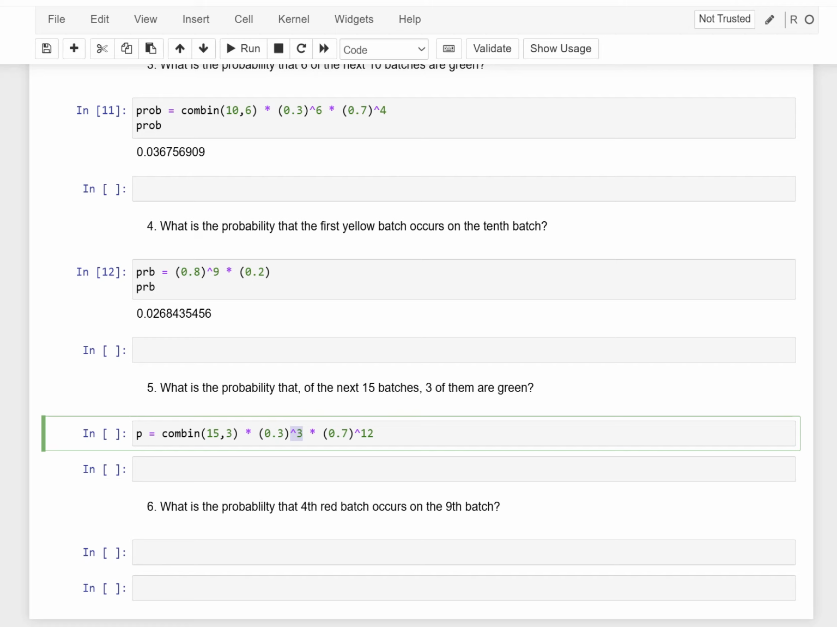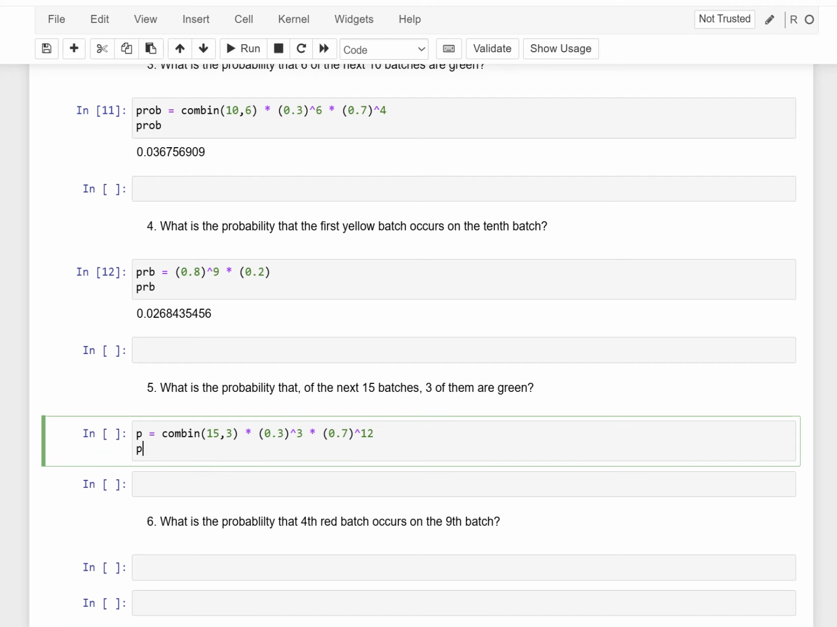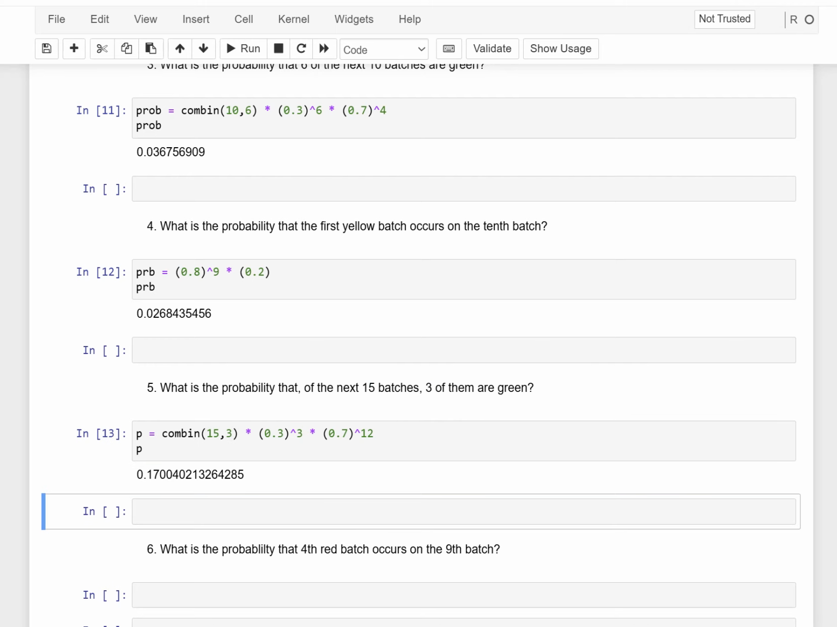Why? Because there are 15 trials and 3 successes, but we don't know where the successes occur. We could have the first one be a success, the last one be a success, the middle 3 be a success. So with that uncertainty, we just do the 15 choose 3 to rearrange the 3 successes into the 15 slots in all the possible ways. And we have about a 17% chance that of the next 15 batches, 3 of them are green.